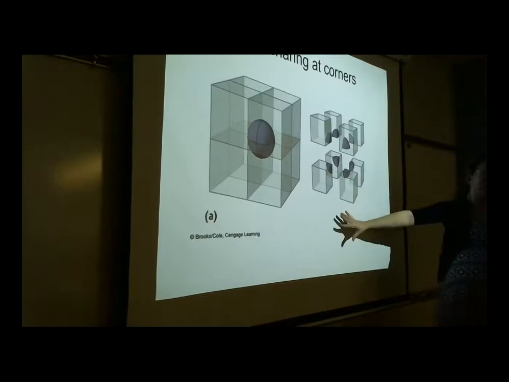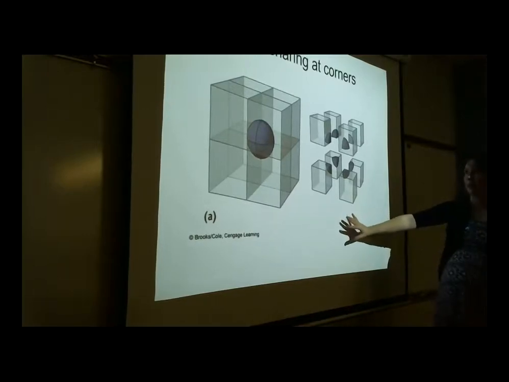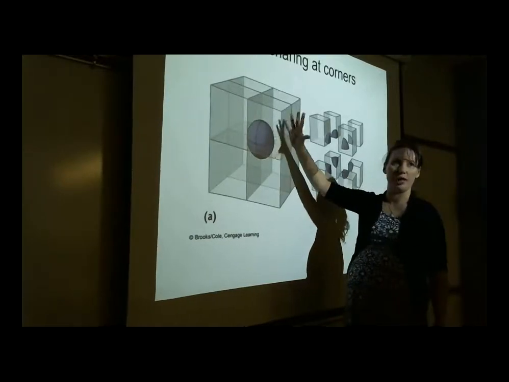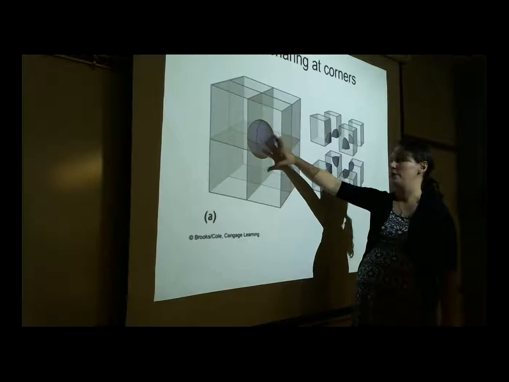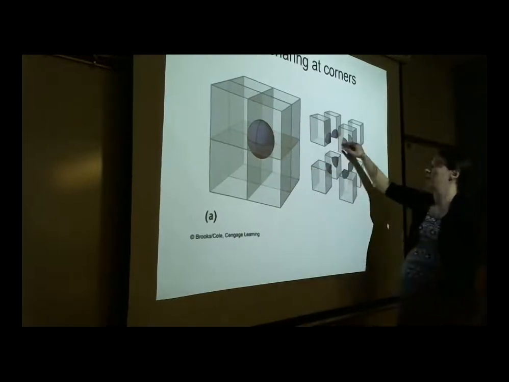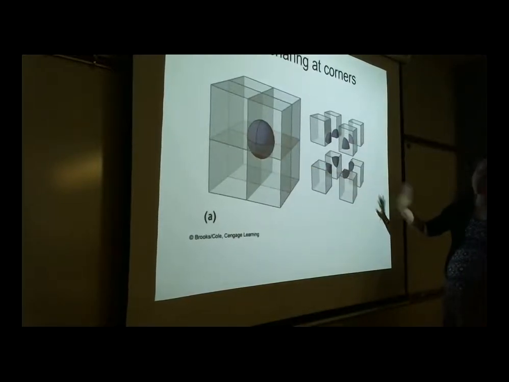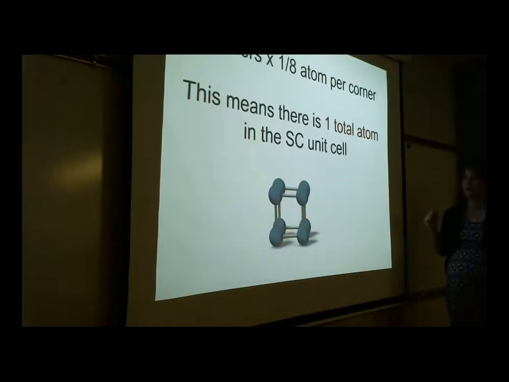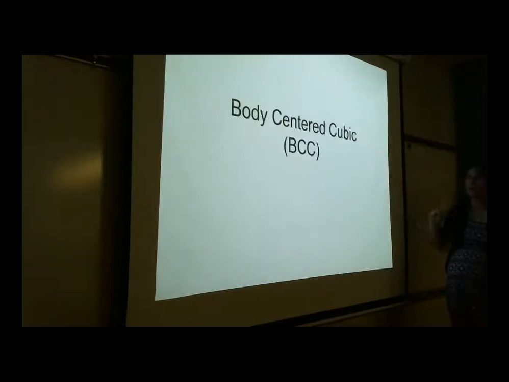This figure's from your book. I think it's a nice representation, right? If you have this one in the middle, enlarged so that it stands out, how many unit cells is it a part of? It's a part of 1, 2, 3, 4, 5, 6, 7, 8. That's where it's being shared. So there's 1 total atom, or 1 net atom, in simple cubic.